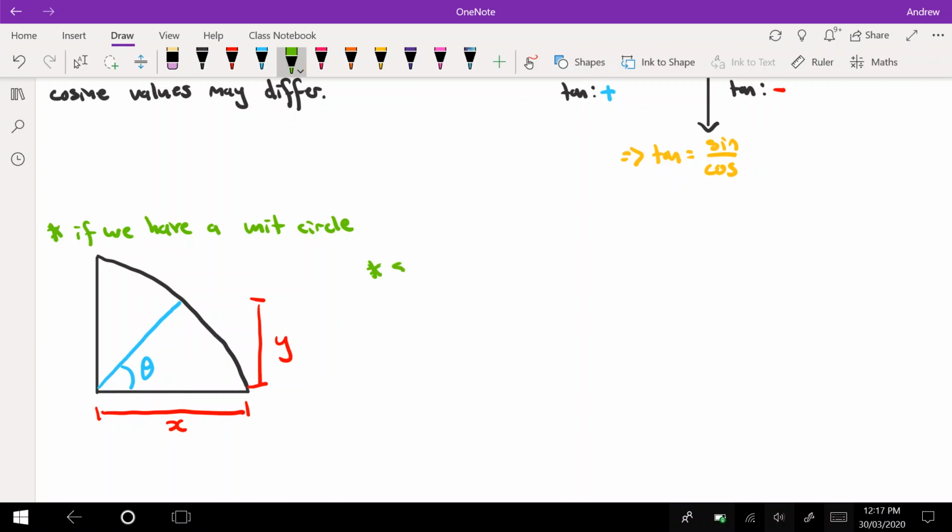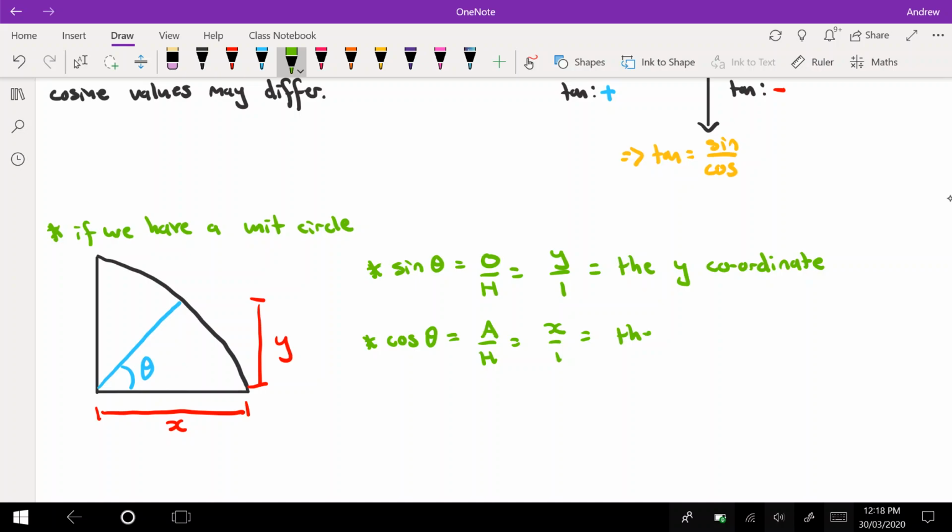So my sine of theta equals opposite over hypotenuse, which is equal to y over 1, which is equal to the y coordinate. The cosine of theta is adjacent over hypotenuse, and we just figured all this out, but I'm just writing it again, so it's the x coordinate.